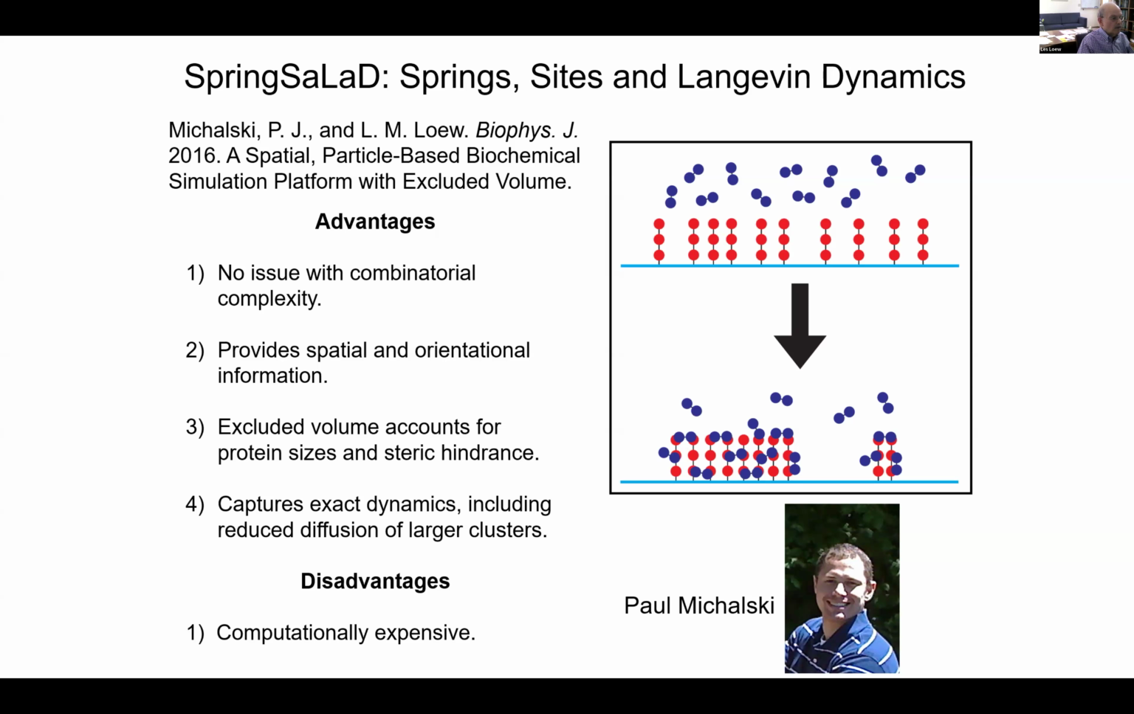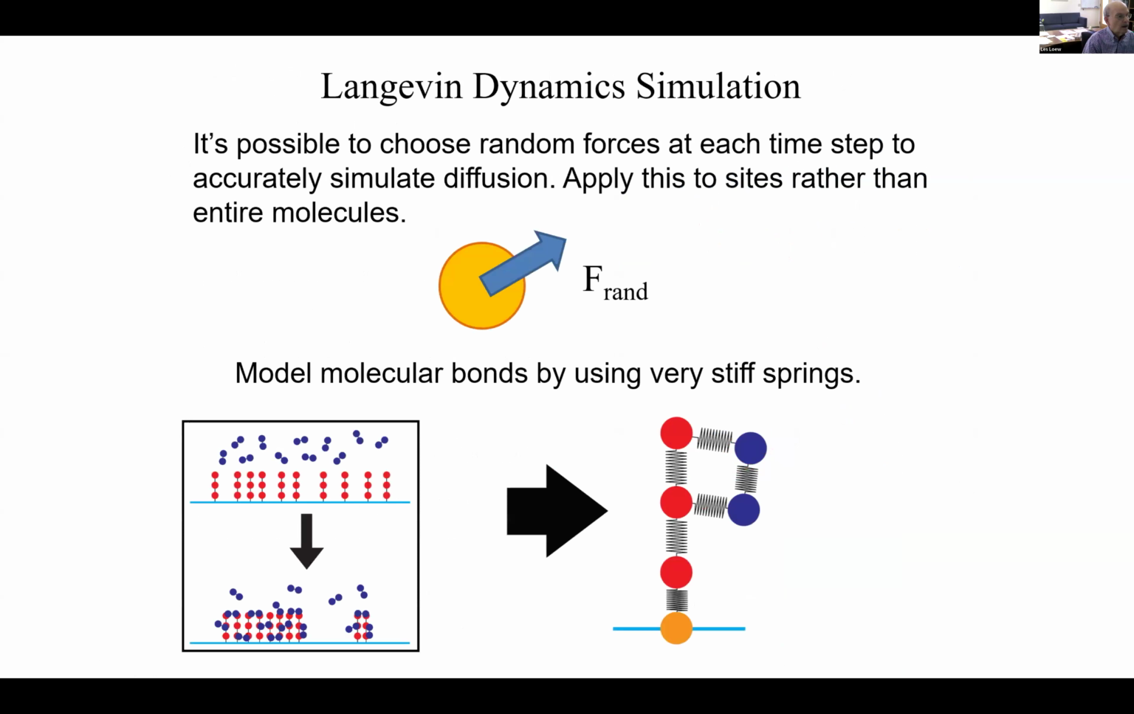So those are some of the advantages, but it is computationally expensive compared to Kopasi or Virtual Cell, but not obviously compared to molecular dynamics. So how does it work? The point of this is not to give you a demonstration of SpringSaLaD. I urge you, if you need it, to look at it yourselves. The idea here is to give you some idea of what it can do and how it works.